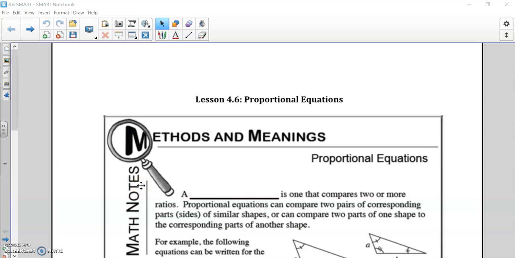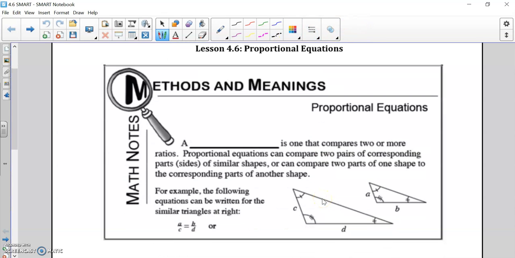Hey guys, welcome to lesson 4.6 where we are going to continue talking about proportional equations just in a more formal manner today. So we have some good little notes up here about proportional equations. For starters, a proportional equation is one that compares two or more ratios.